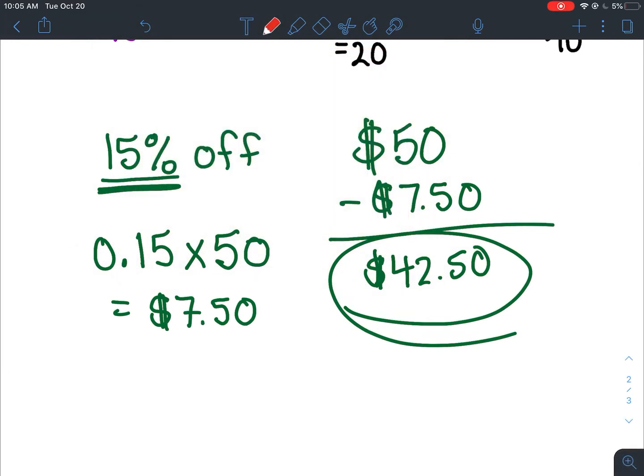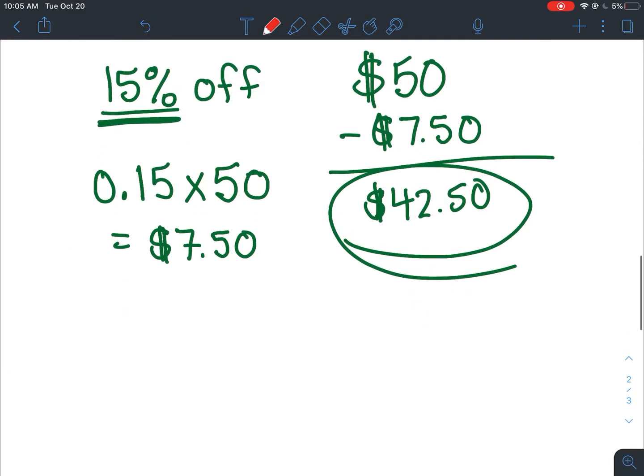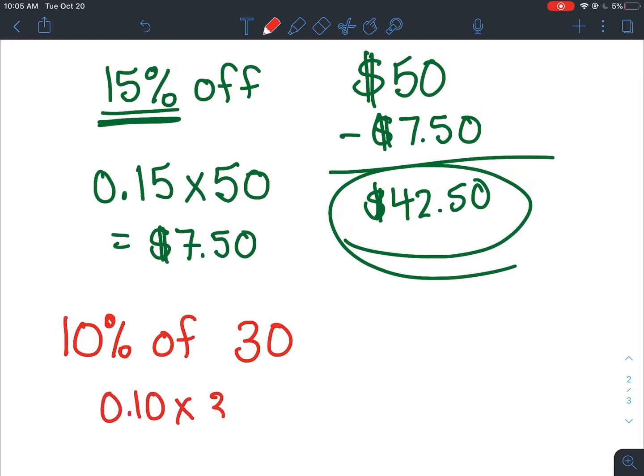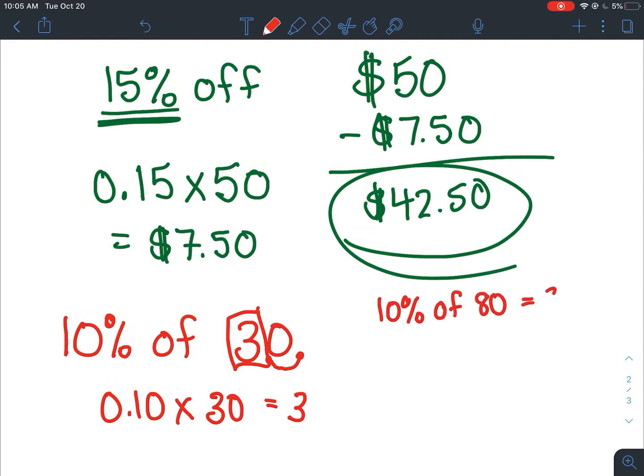And you know what? If I was shopping and I wanted to do it in my head, one quick thing that a lot of people know is 10% is really easy to figure out. So if you wanted to find 10% of 30, let's say, if we did 0.10 times 30, we would get 3. So 10% of the number is actually the same as moving the decimal one place over to the left. So it's actually 3. What's 10% of 80? 8. You move the decimal place over, 8.